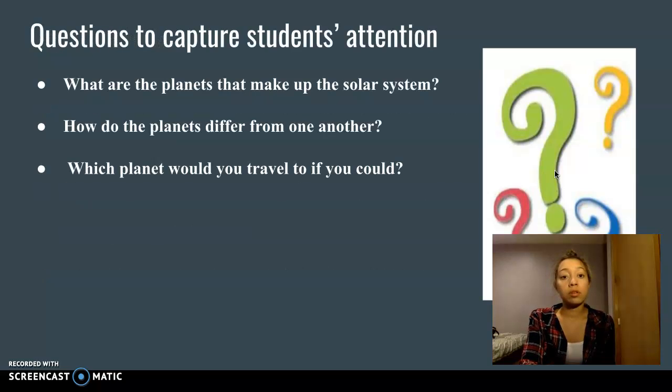As for the last key vocabulary word, it is gravity, which is the force of attraction that exists between 2 objects. So for my lesson plan, in order to capture the students' attention, I will be asking them these 3 questions. The first question is, what are the planets that make up the solar system? The second question is, how do planets differ from one another? And the third question would be, which planet would you travel to if you could?